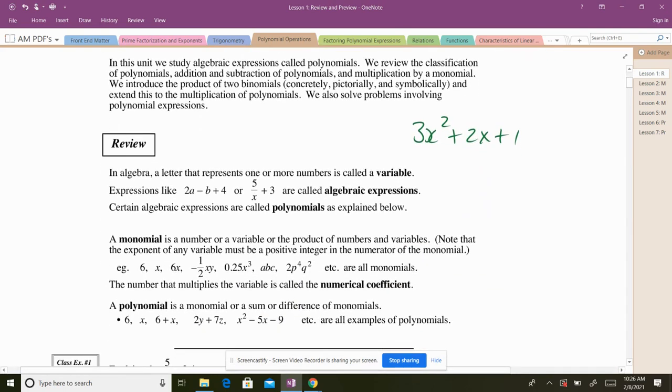What do you call the letters? Variables. Thank you. So any letters are called variables. You can have multiple variables or you can have one variable. This would have one variable because it's just x's. But you can have something like this that has two variables because it has an a and a b. I'm not going to test you on that, just sort of background information.